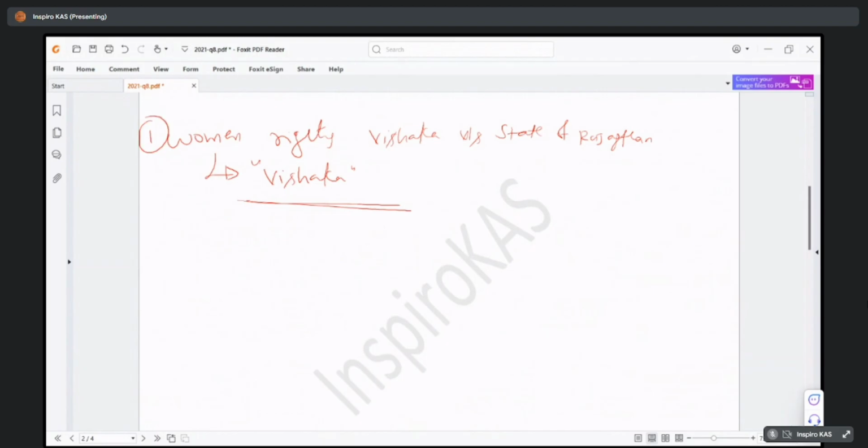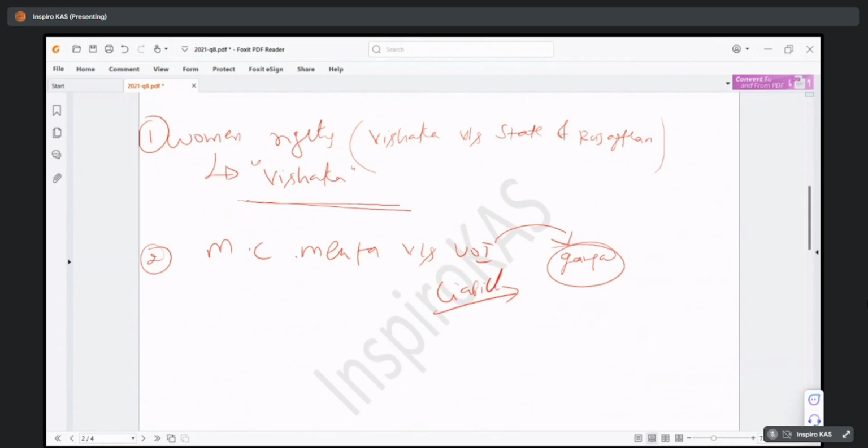So the first one I would say is Vishaka versus the State of Rajasthan, which led to the enactment of what are called the Vishaka guidelines. The second one I would say is MC Mehta versus Union of India case. This was a case where industrial effluents were left into the Ganga, so the Ganges was being polluted. Here the court said there is absolute liability for the industry, whoever is polluting, and the polluting industries were made accountable for the pollution they cause. Or the recent examples which we all know.